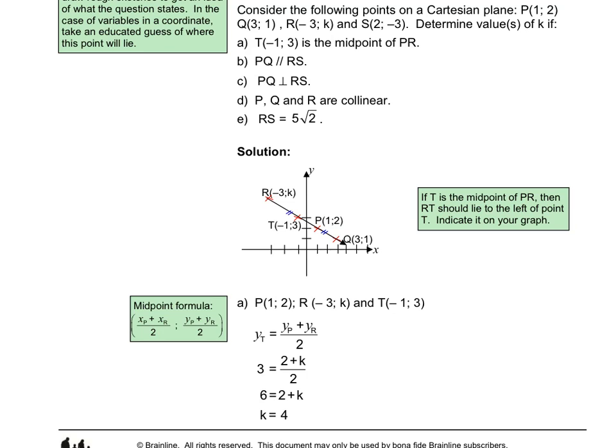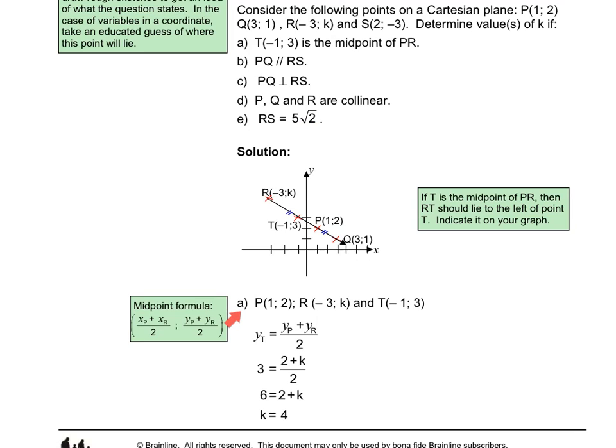So let's work through a few examples. Consider the following points on a Cartesian plane, coordinates of P, Q, R, and S. Then determine the value or values of k if T is the midpoint of PR, if we have parallel lines, if we have perpendicular lines, or when P, Q, and R are collinear, and then also where RS is equal to 5 times square root 2.